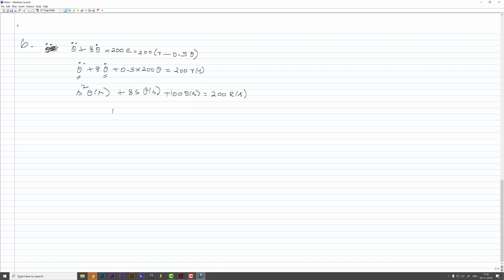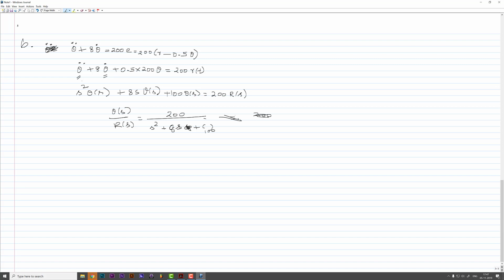Very simple. So you can find the output by input, and you will get a transfer function. You will have some s square term plus some s term plus some constant term. So obviously you have got 200 here, 8s, and this is going to be 100. So better you compare it with the prototype second order equation.